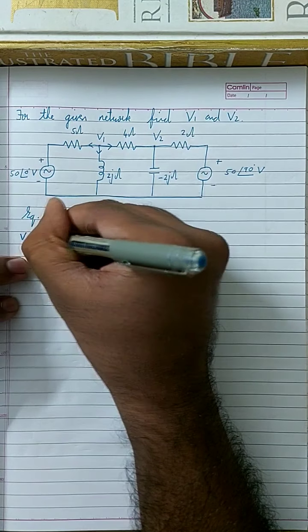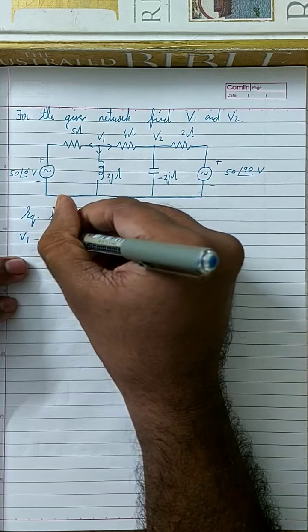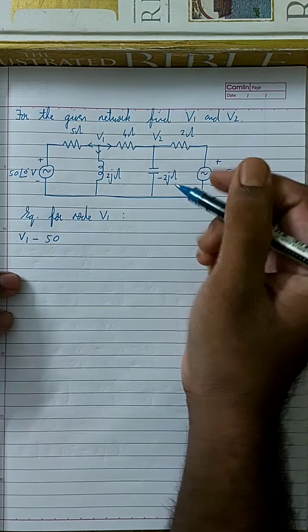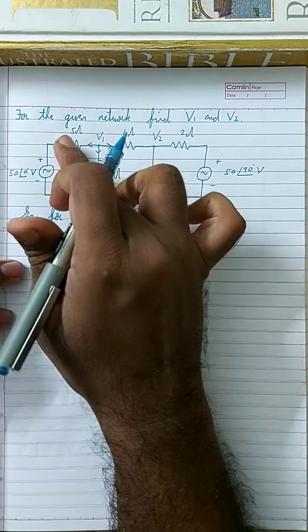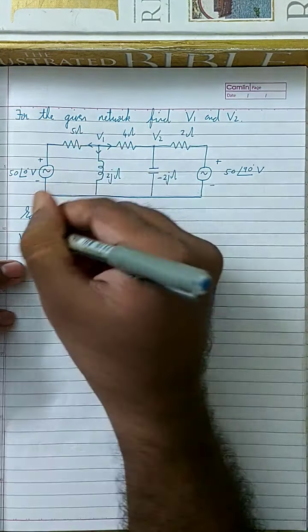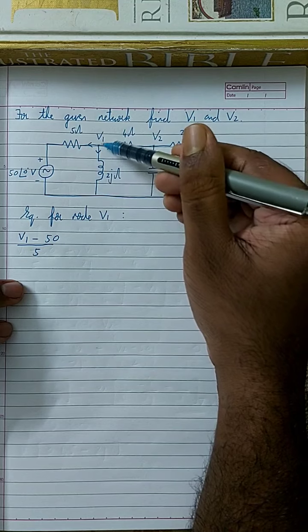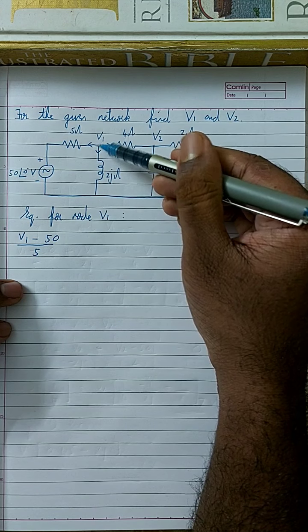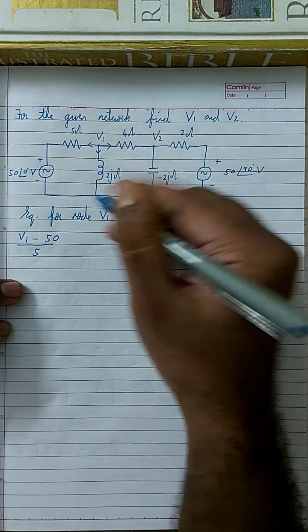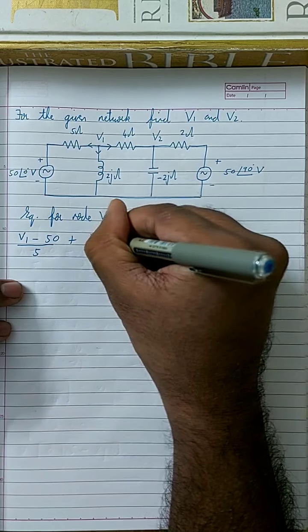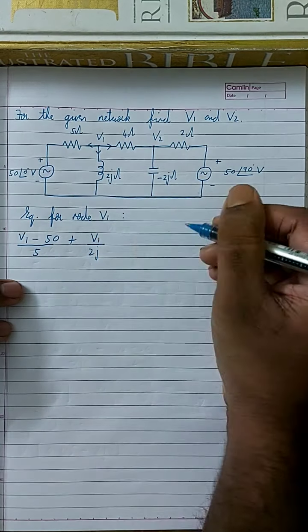V1 minus 50 angle 0 is V1 minus 50 itself. You can check that using a calculator. V1 minus 50 by 5 is the name of the current through this branch. Now what is the name of the current through this branch that's going downwards? That is V1 minus 0 by 2j, or V1 by 2j.